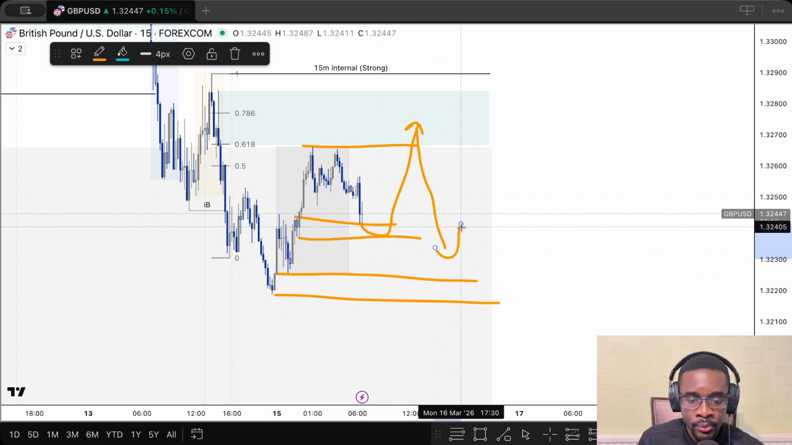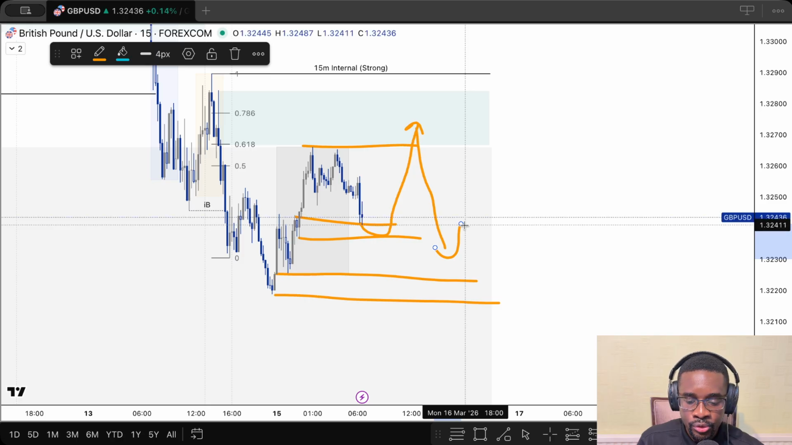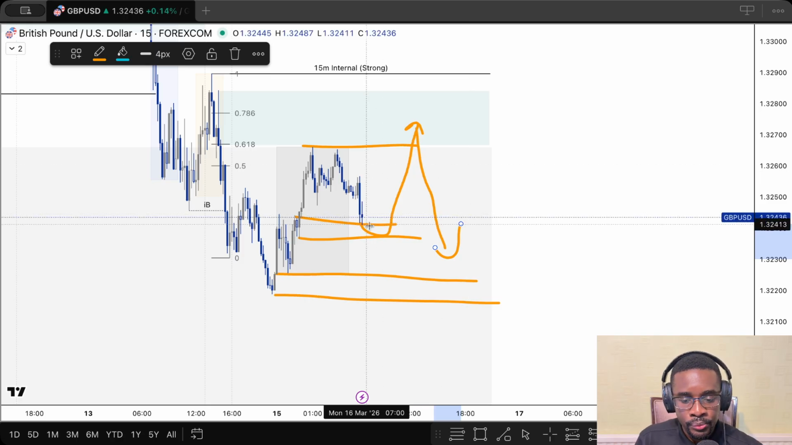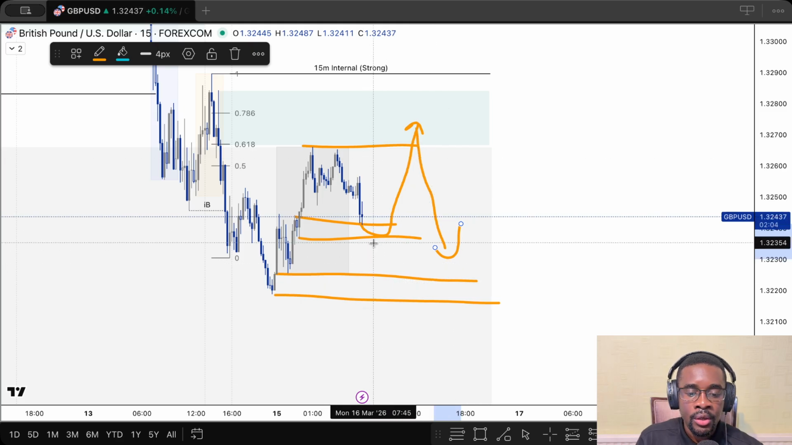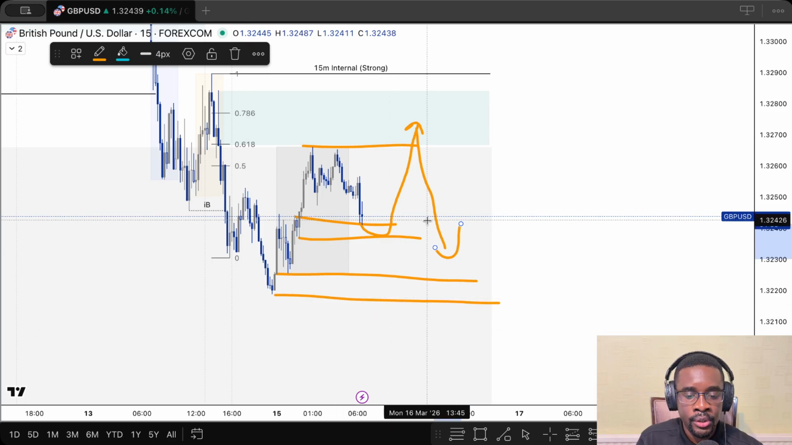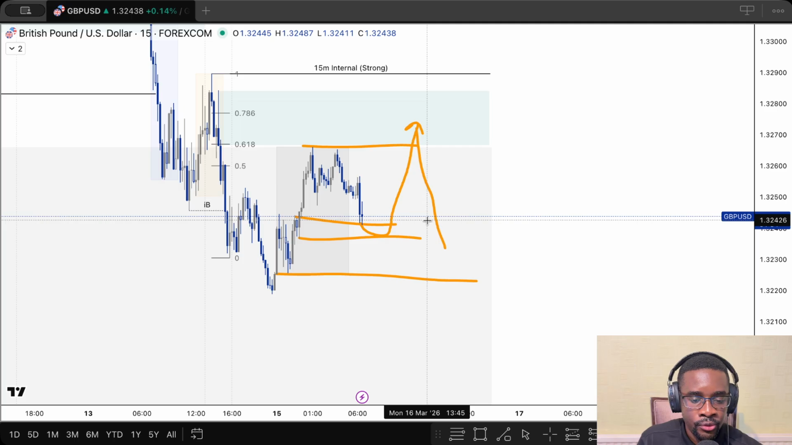All right, so I'll be anticipating those two actions. So the price could come up, mitigate this, and then continue bearish. Or price could continue bearish for now, sweep these lows, and then have a reaction bullish. Okay, so those are my two trade ideas for today, for the euro and for the pound.